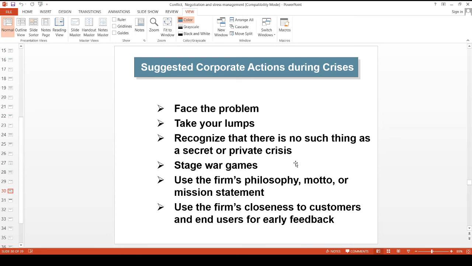Then use the firm's closeness to the customers and end users for early feedback. Again, as I said, you'll have to take the feedback from the different stakeholders, and of course the customers are the most important stakeholders. You have to take the feedback from them, and that will help you to solve the problem and resolve the issue.